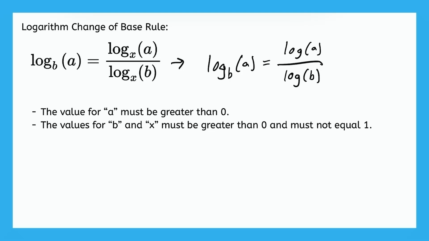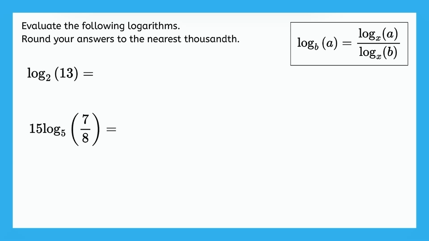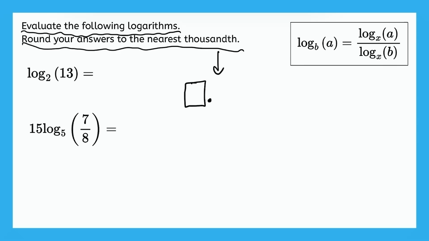All right, so now let's do a couple examples that allow us to use what we just learned. We need to evaluate the following logarithms and round our answers to the nearest thousandth. What is the nearest thousandth? That is 3 numbers after the decimal. So let's say that we have some number right here, and then we have one number, another number, and another number. We need to round to the nearest third decimal place.